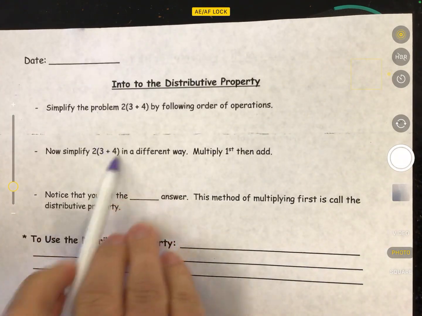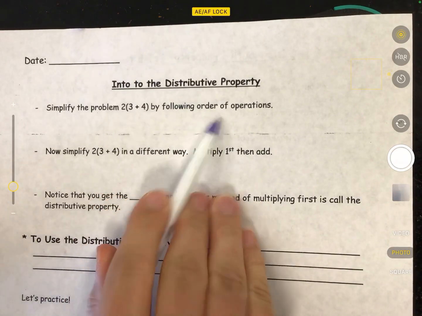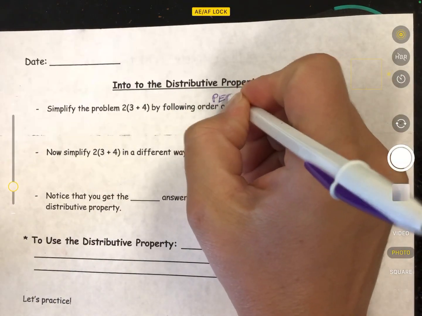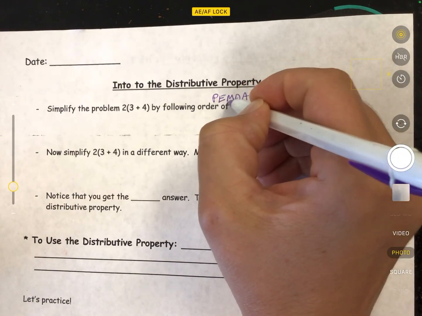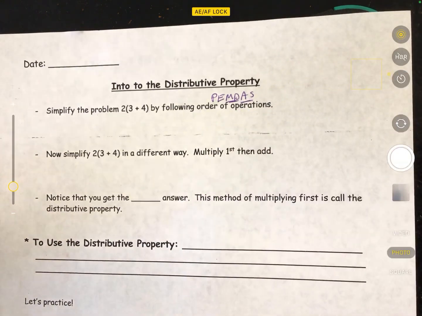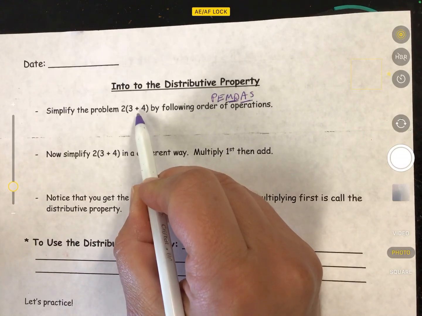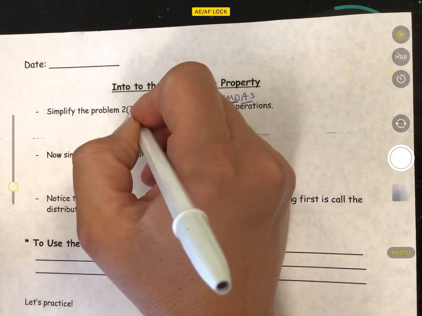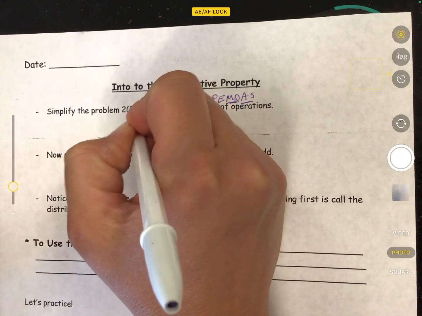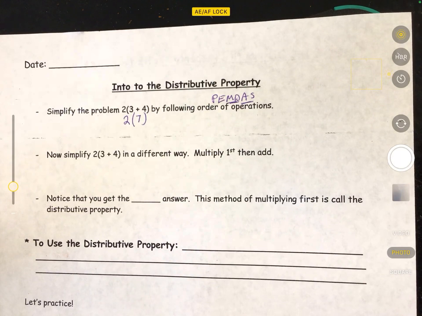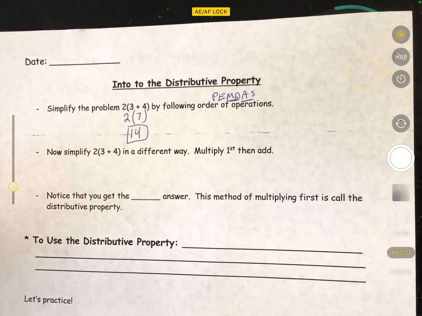I want you to simplify the problem 2 times the quantity of 3 plus 4 by following order of operations. That's your PEMDAS: parentheses, exponents, multiplication and division left to right, addition and subtraction left to right. Parentheses have to come first. Since I have a set of parentheses, you must do that first. 3 plus 4 is 7. Now I have 2 times 7, which is 14. That you are used to doing.